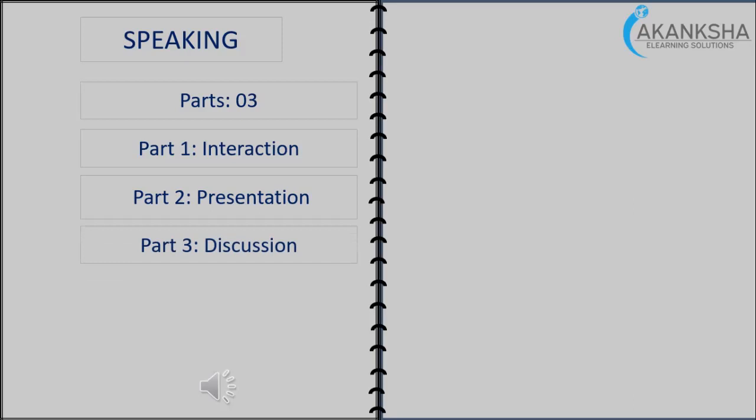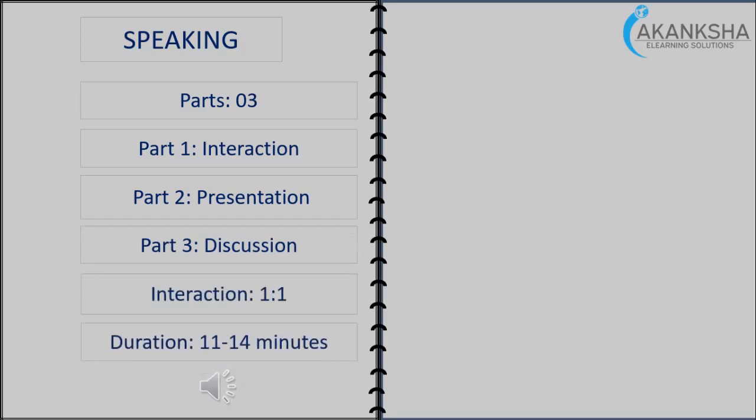And part 3 is basically a discussion on questions based on the topic of part 2. All right, so here is how it looks. Let me show you a sample here. Meanwhile, the overall speaking test takes place between you and the examiner. It's 1-to-1, and the overall duration is between 11 to 14 minutes.